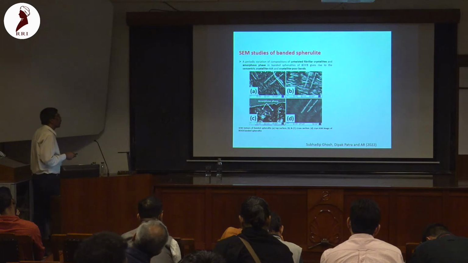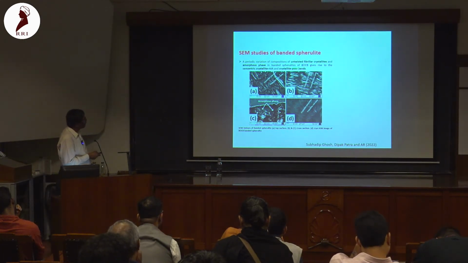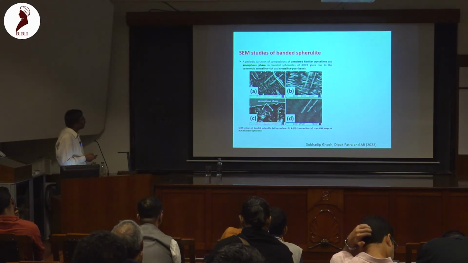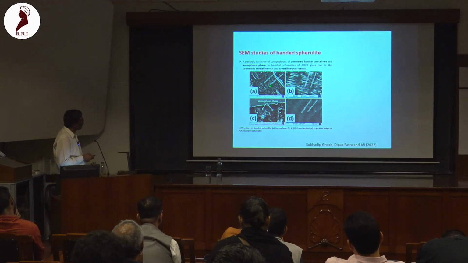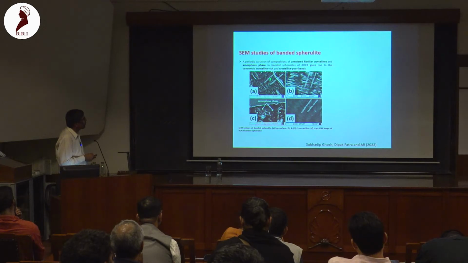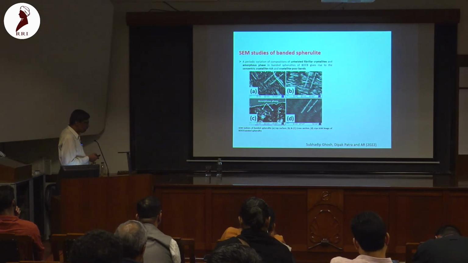So in our system we find that the banded spherulite is forming because of the periodic variation in the composition of the material, not the twisting of the fibrillar crystallites. And I think this is the first report of this kind of banded spherulite in a small molecular system.